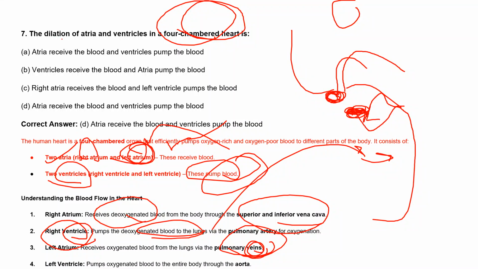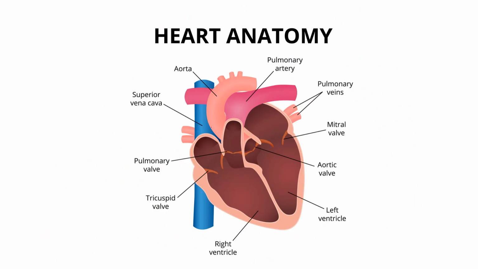So here, during the dilation of the atria and ventricles in a four-chambered heart, the atria receive the blood and the ventricles pump the blood. So this is the heart anatomy. Here we can see the two openings, the superior vena cava and the inferior vena cava, which carry the deoxygenated blood to the right atrium. There is the pulmonary valve, and through the pulmonary artery the deoxygenated blood goes to the lungs, and the oxygenated blood comes back through the pulmonary veins.